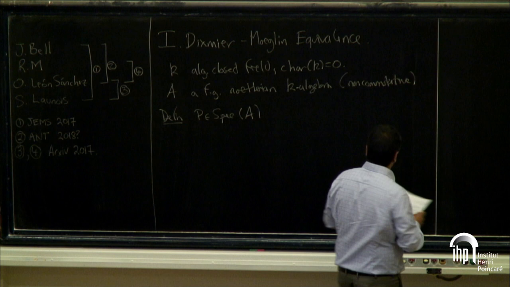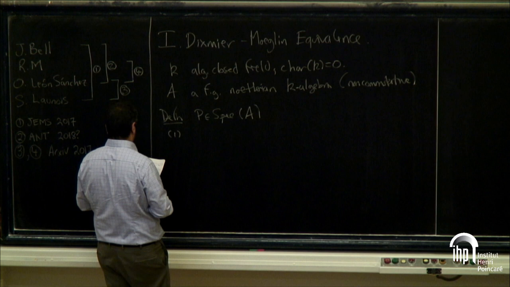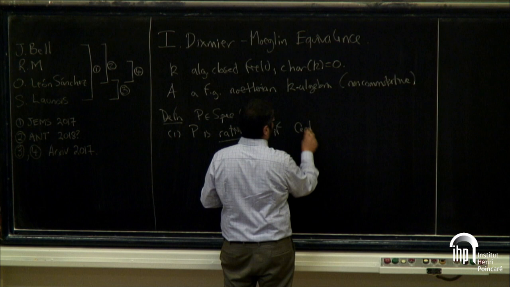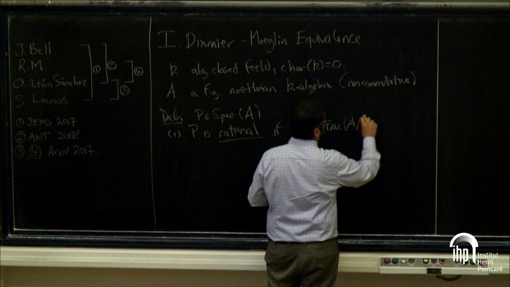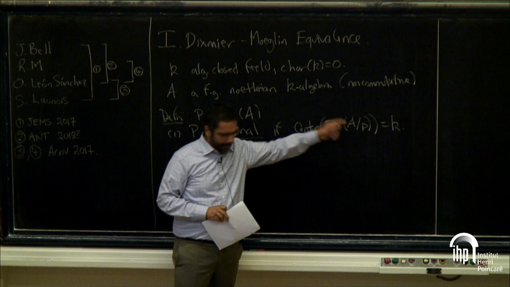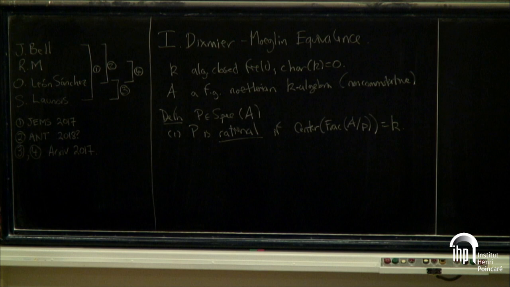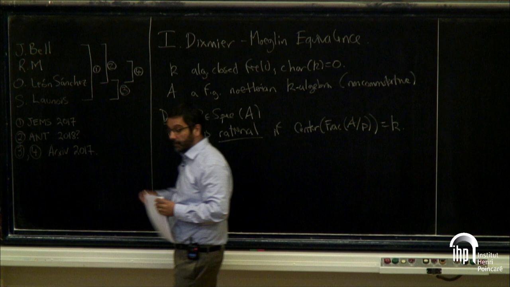various notions appeared. One of them is rationality. So P is called rational if the center of the ring of quotients of A mod P is just K. So we're in a non-commutative ring, so A mod P is not an integral domain, but it's a prime ring, and by the theorem of Goldie, in that context you can invert all the regular elements and you get something which I'm writing as Frac, a ring of quotients. It's not a field, but it's a simple Artinian K-algebra.